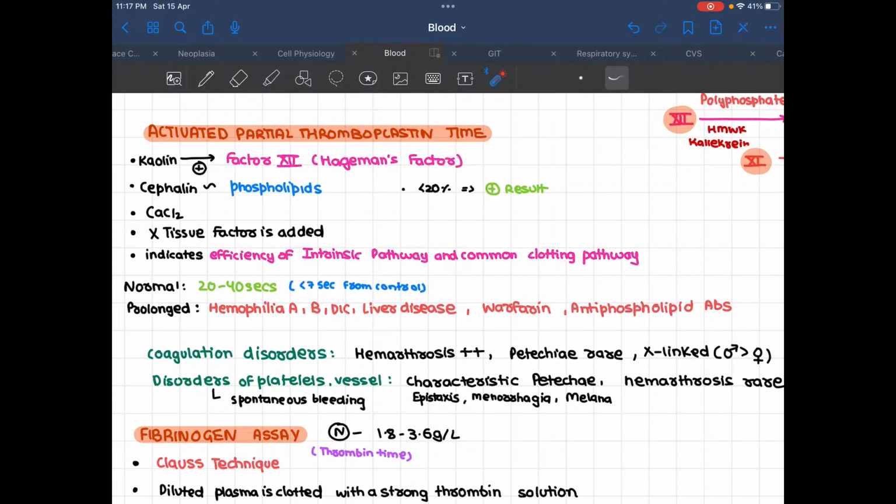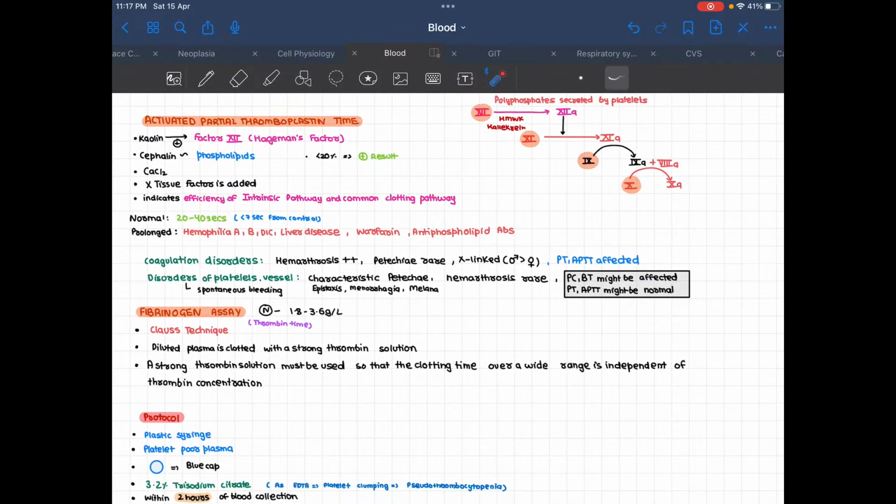It's going to indicate the efficiency of the intrinsic pathway because here, which factor are you activating? You're activating your factor number 12. Okay? And then ultimately you're testing the intrinsic pathway as well as your common pathway. So if someone asks you, prothrombin time is an indicator of extrinsic as well as common, and your APTT is your indicator of your intrinsic as well as common pathway.